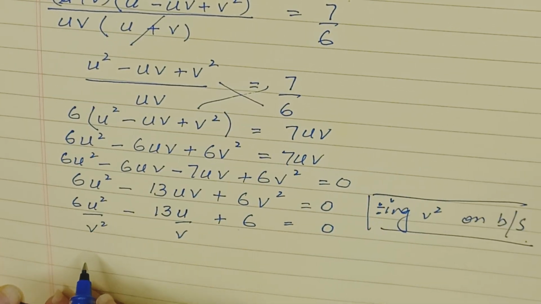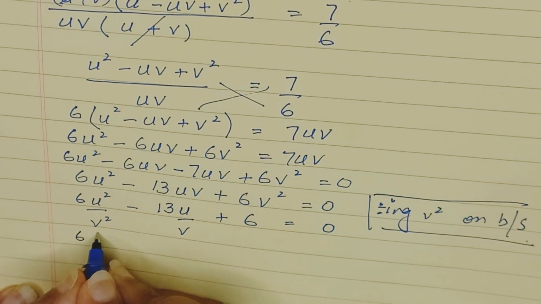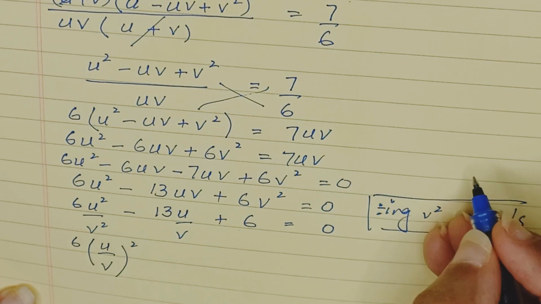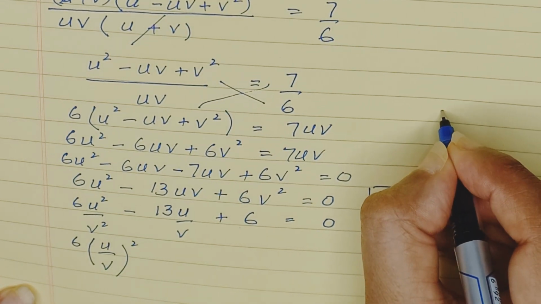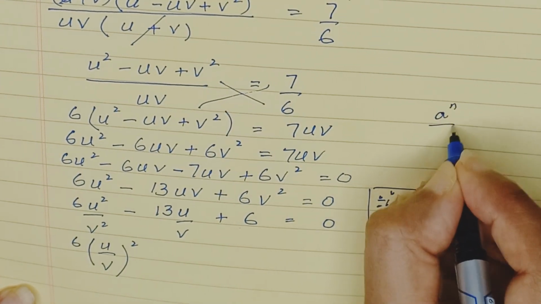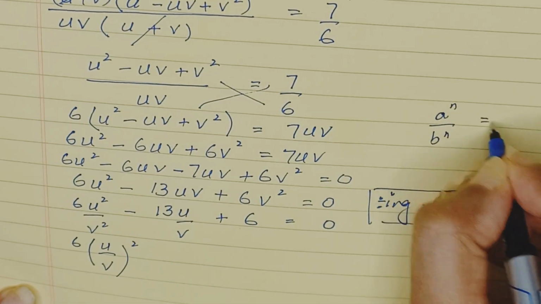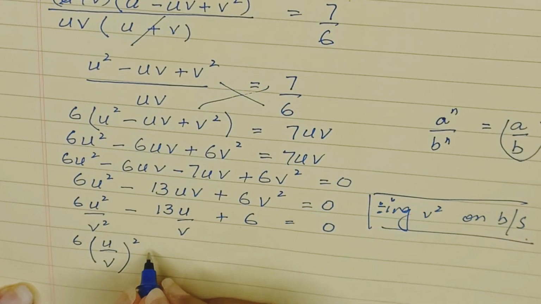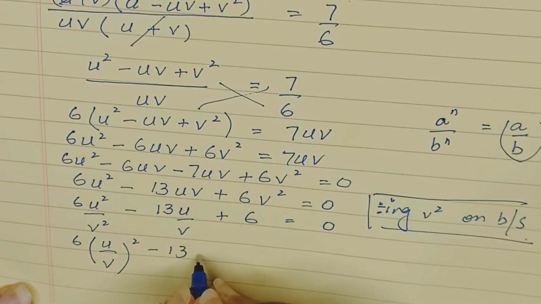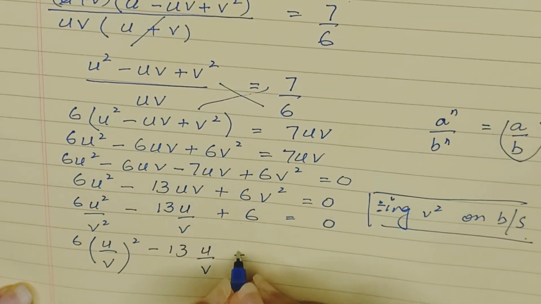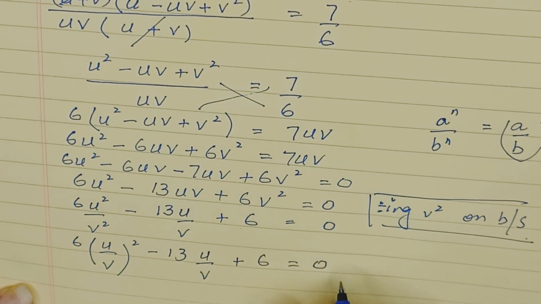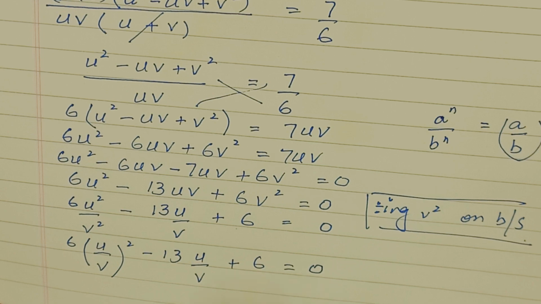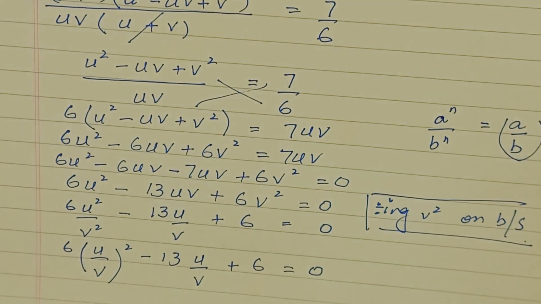So we can write it as 6 (u divided by v) square, because we know that a raised to the power n divided by b raised to the power n is equal to (a divided by b) whole power n. So it can be written as 6(u divided by v) square minus 13(u divided by v) plus 6, which is equal to 0. Now it is a quadratic form, so we will apply the quadratic formula.